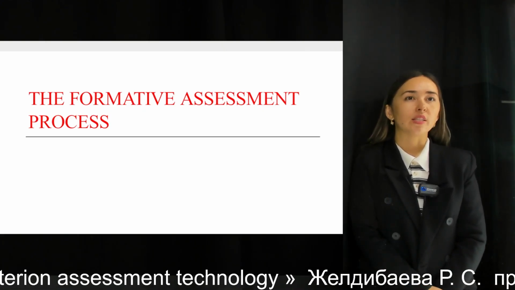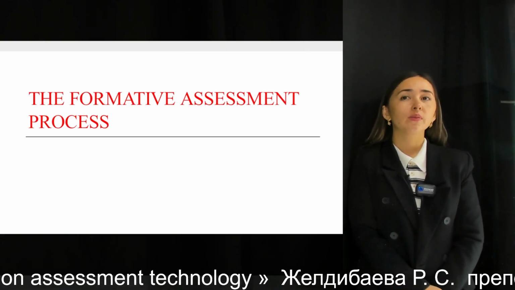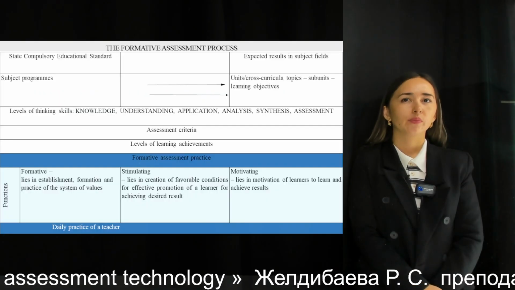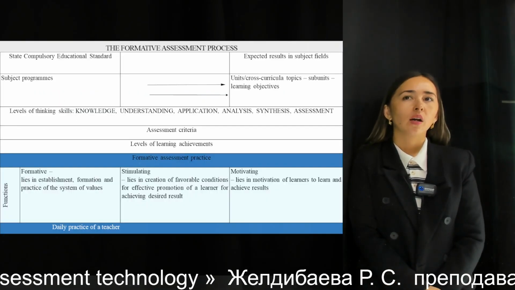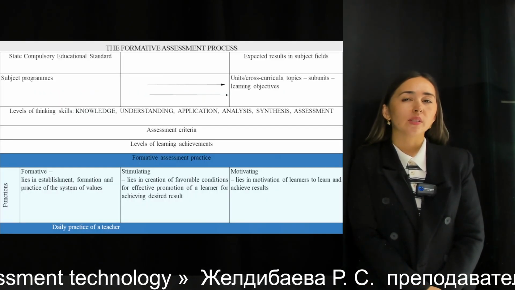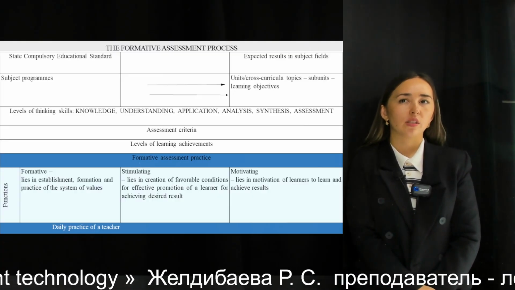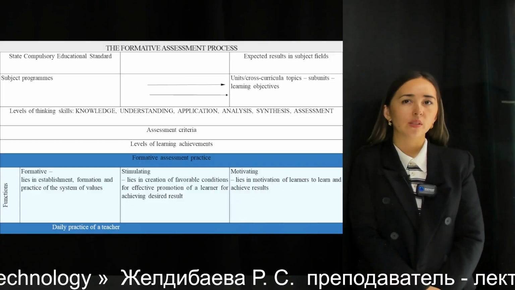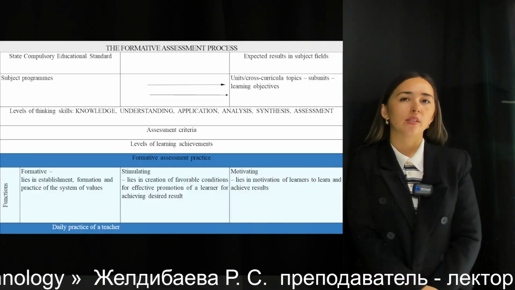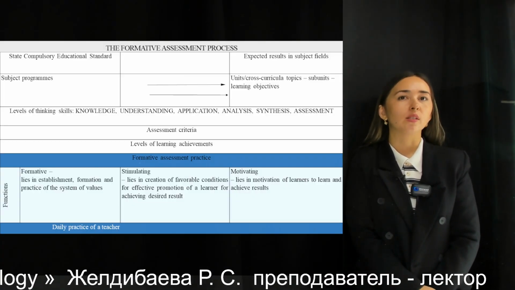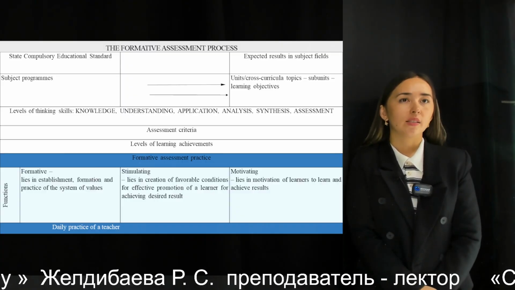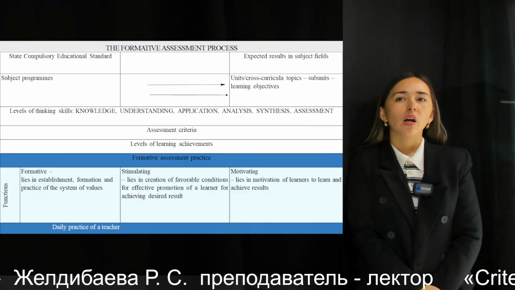Dear students, our today's lecture is devoted to the formative assessment process. The formative assessment process includes several indicators. The first one is formative, the second one is stimulating, and the third one is motivating. Let's consider each of these categories.